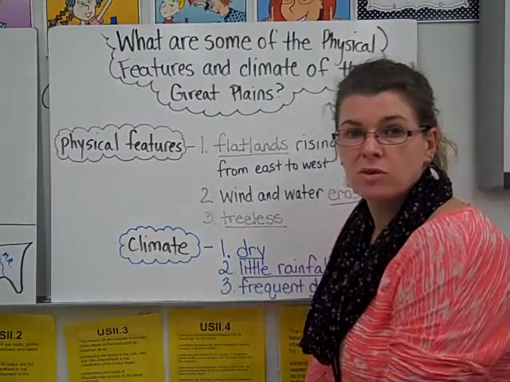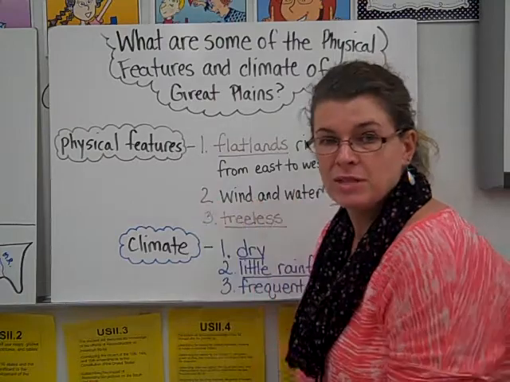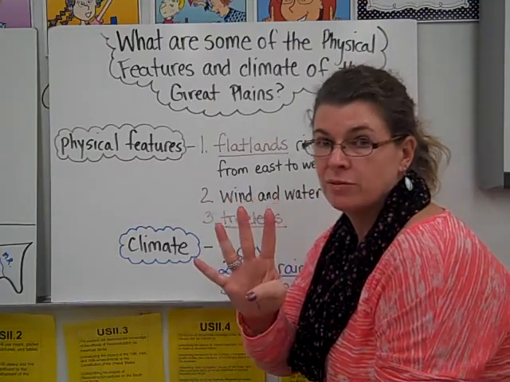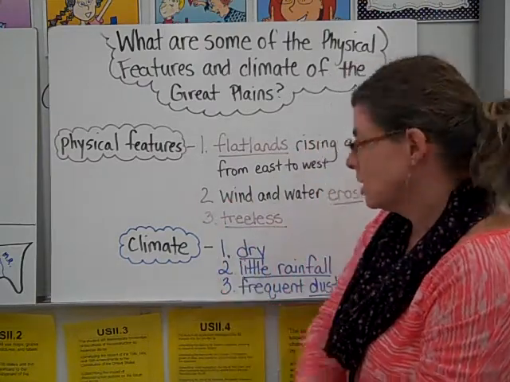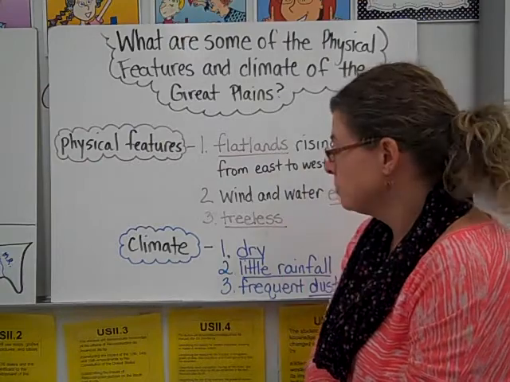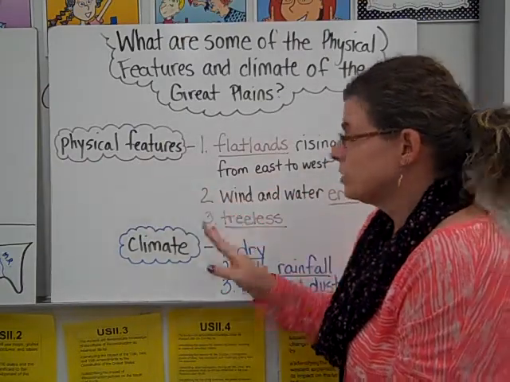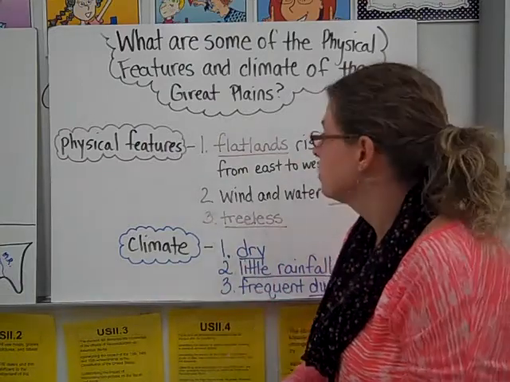What are some of the physical features and climate of the Great Plains? There are many different things that we could categorize as being part of the Great Plains, but we only have to know 4. We have to know 3 physical features and 3 items about the climate. As far as physical features, I color-coded them brown because I think of the dry area and the earth.